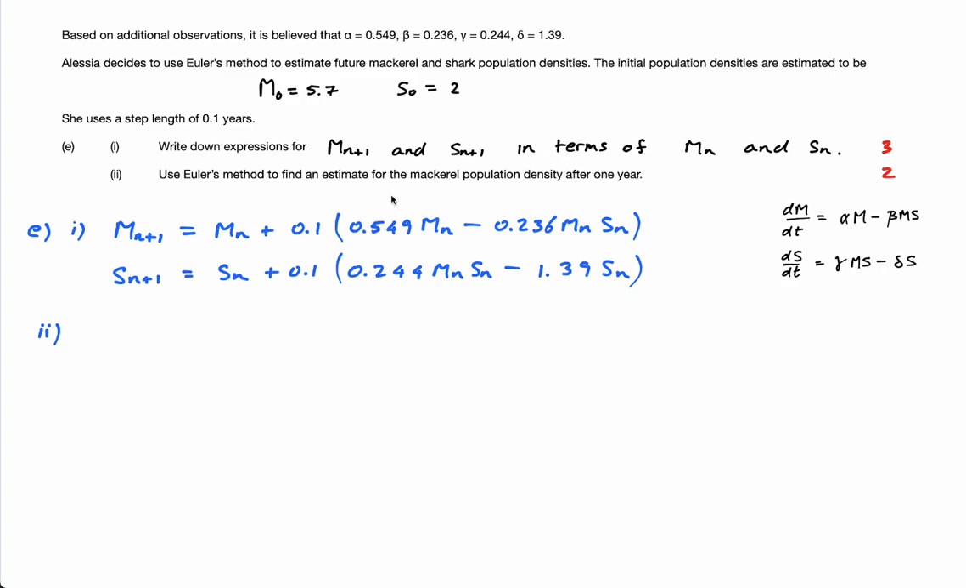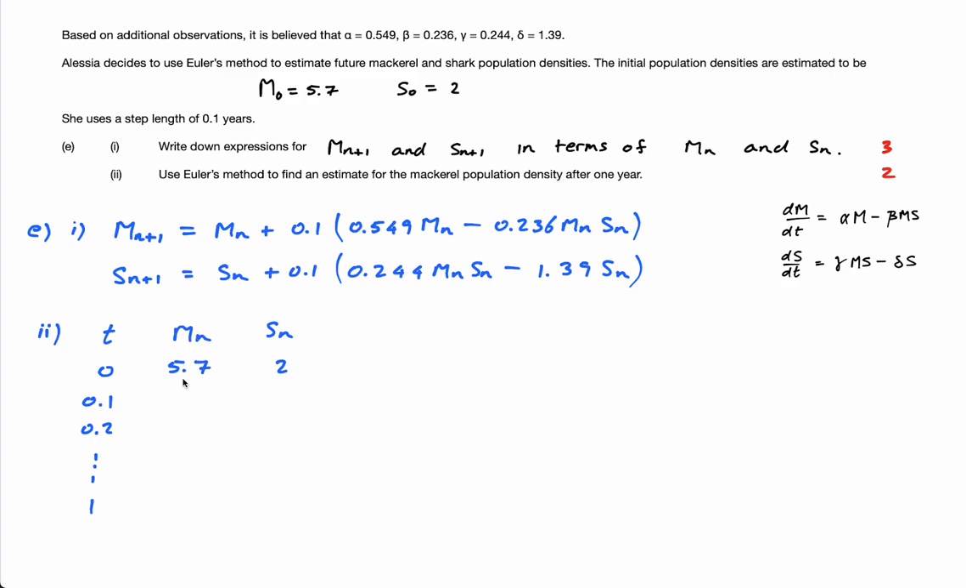population density after 1 year. So we're going to have to do 10 steps here, guys. So we have our t, we have our mn, and we have our Sn. When t is 0, our m0 is this. This is our 5.7. And then our S0 is 2. And then we have 0.1, 0.2, and we go all the way down to 1. And we need to find an estimate for the mackerel population density after 1 year.